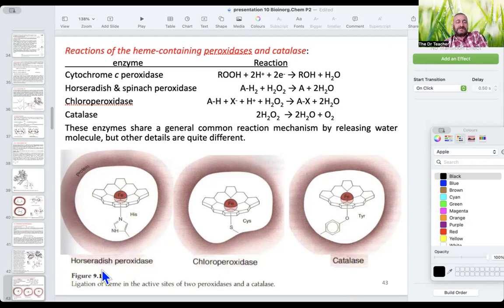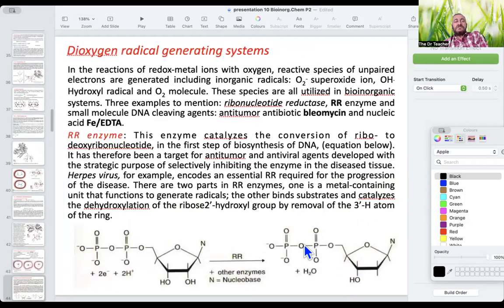So here you have the horseradish peroxidase. Here is the chloroperoxidase and the catalase. Dioxygen radical generating systems as well. So you have the enzyme RR, which catalyzes the conversion of ribonucleotide to deoxyribonucleotide, the step of biosynthesis of DNA. So this is a structure we depend on as well.